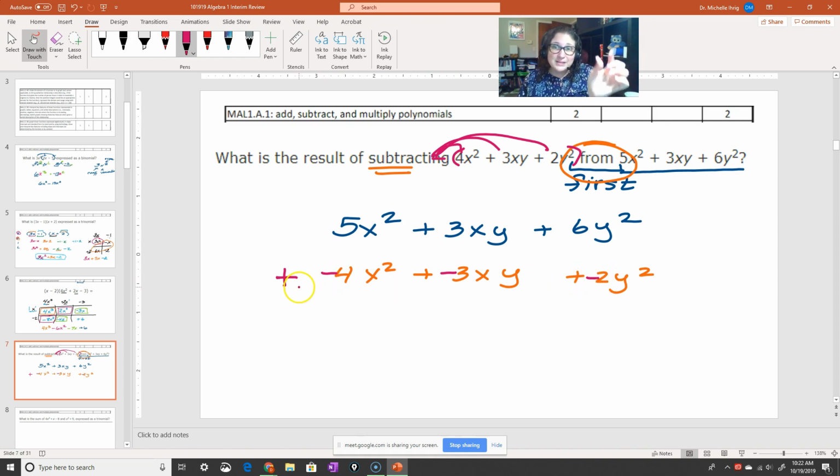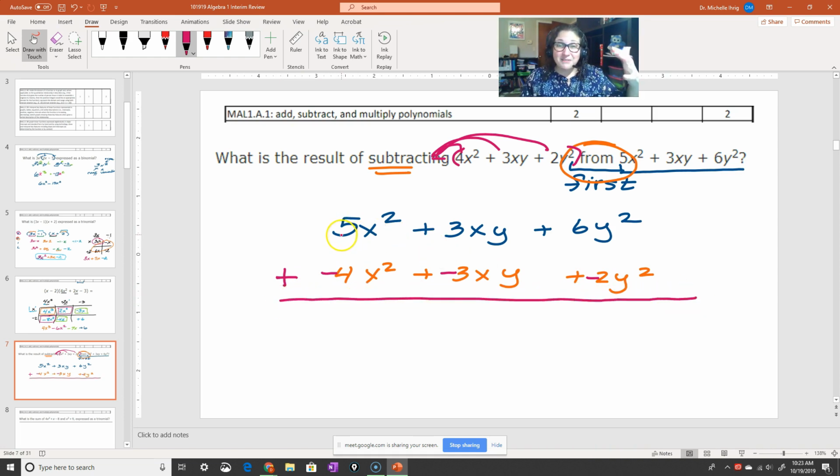Now that I've changed my sign, I've turned it now into an addition problem. And addition is way easier than subtraction for some people. So I've got 5. And I'm adding a -4, so that's like 5 minus 4. That's going to give me 1, but remember, we don't write our ones, so that's just going to leave me with x squared. Here, I have +3, and I'm subtracting, and look at everything matches.